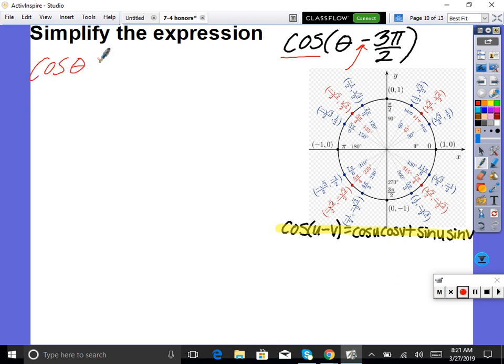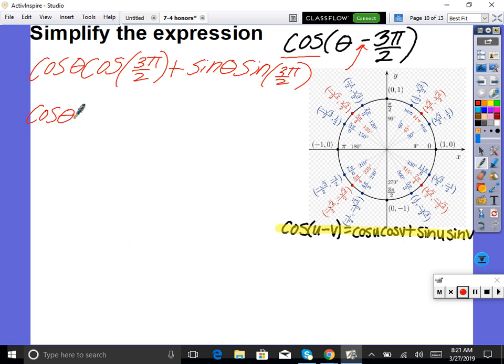Cosine theta, cosine of 3 pi halves, plus sine of theta, sine of 3 pi halves. Let's calculate what we can. So we have cosine of theta times the cosine at 3 pi halves. Right, here's 3 pi halves, cosine is x, sine is y. So we have times 0 plus sine of theta, and then sine at 3 pi halves is negative 1. So isn't this times 0, 0?